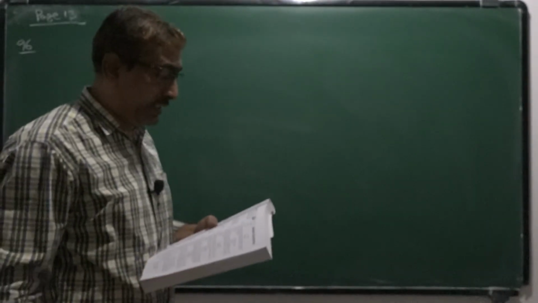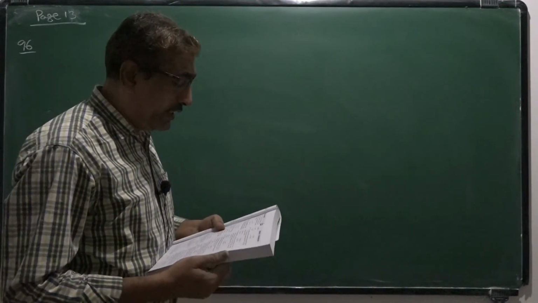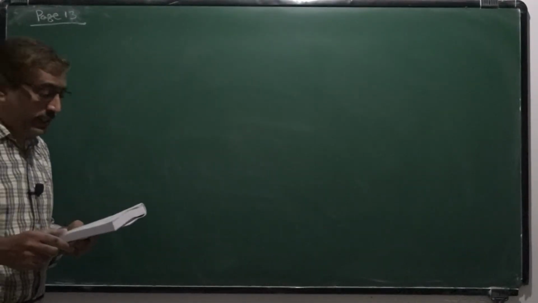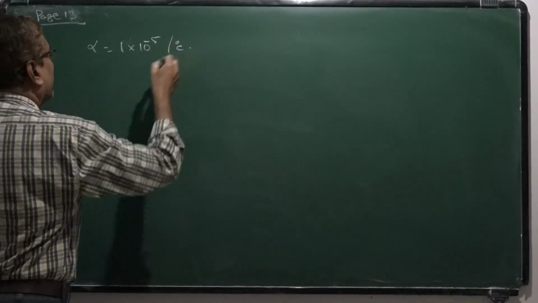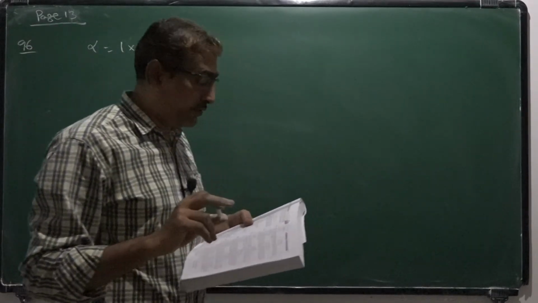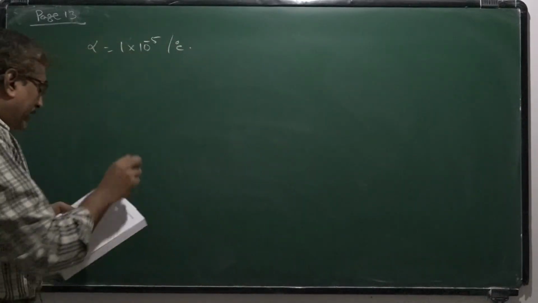Now page number 13, problem number 96. The coefficient of linear expansion of a metal is 1 into 10 to the power minus 5 per degree centigrade. What is the percentage increase in area of the square plate of that metal when it is heated through 100 degrees centigrade?